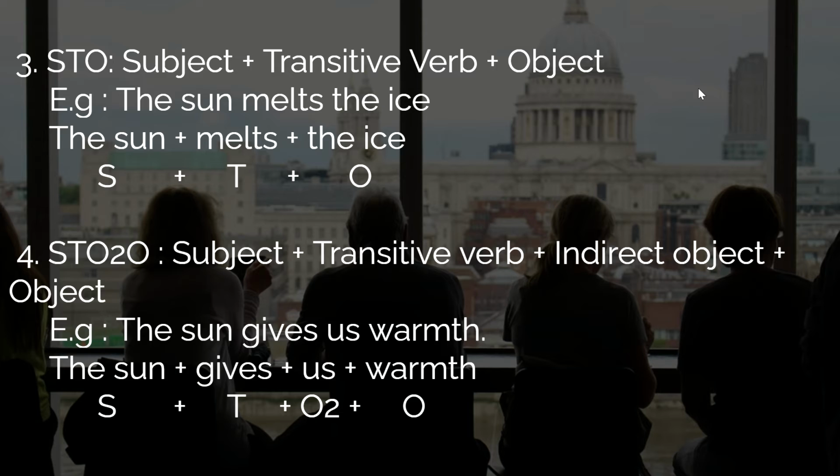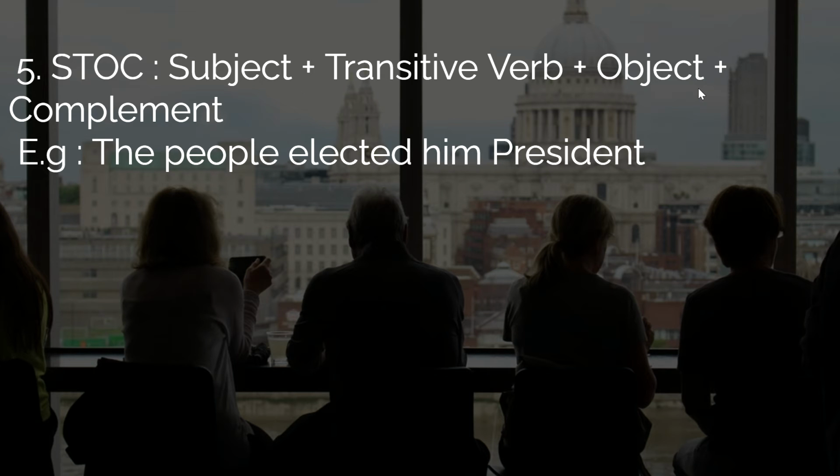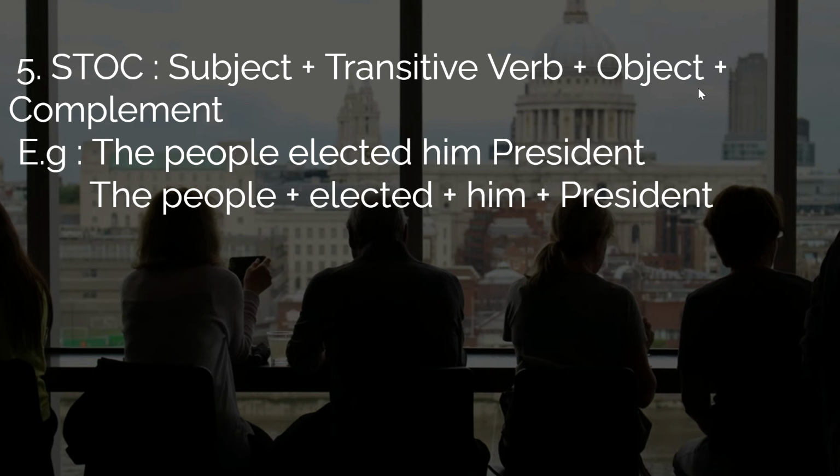object. Now the last one, that is the fifth one, is STOC, that is subject plus transitive verb plus object plus complement. For example, the people elected him president. Here, the people is a subject, elected is a transitive verb, him is the object, and president is the complement.